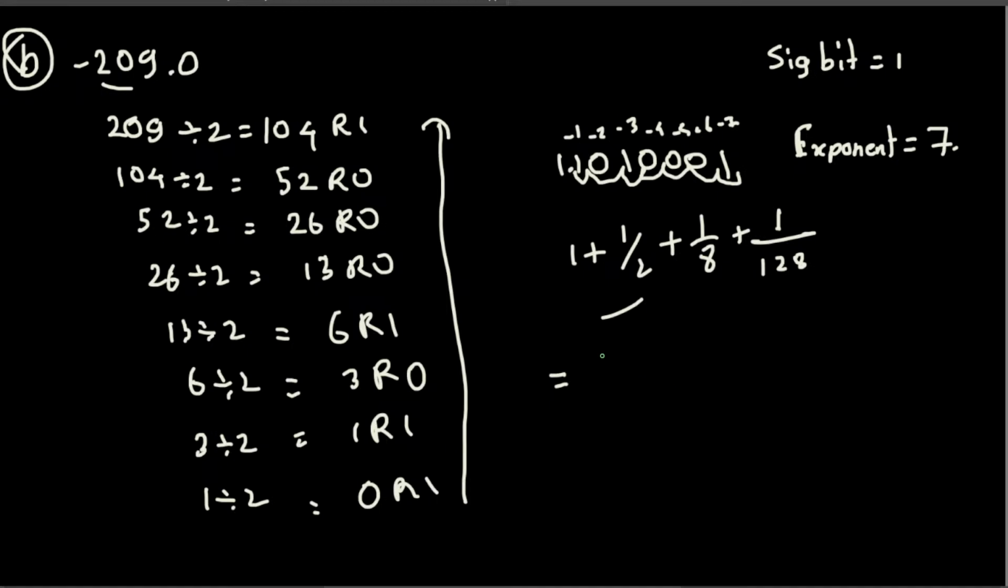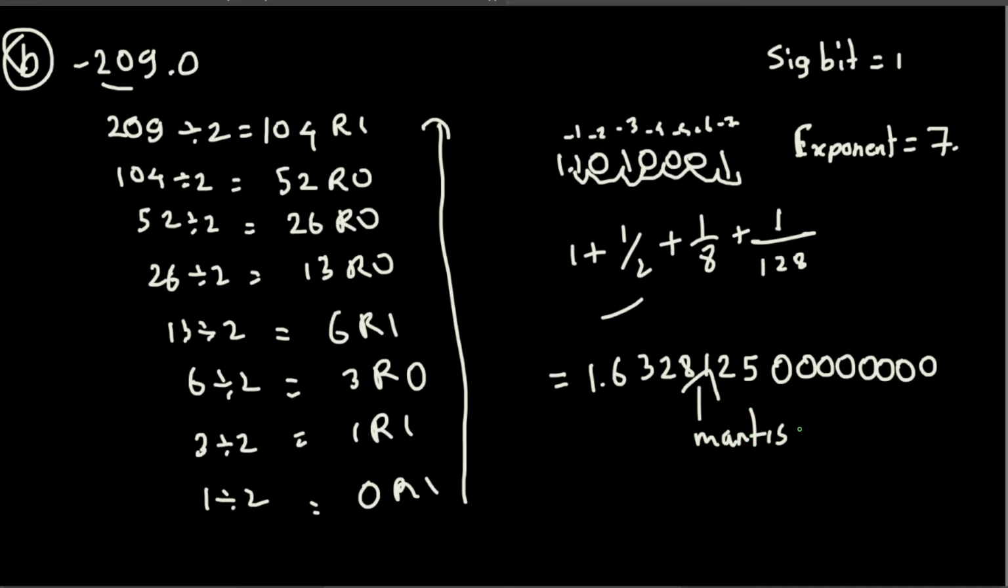So if you do that, you're going to get 1.6328125. Here we have 8 digits gone, so 8 more digits to fill up, and the number is 0. So that is the mantissa for this one. So that's the B part. Now let's go to the C part.